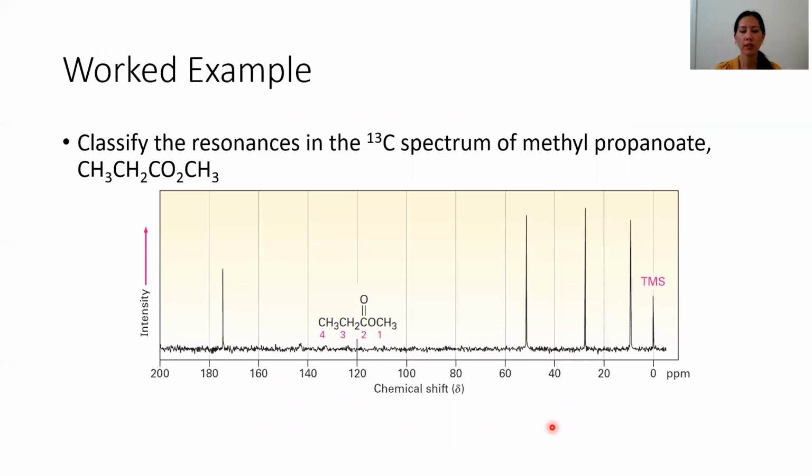Okay, so let's practice. You guys assign the peaks. Here we have an ester. This is methylpropionate. So you guys just analyze the spectra, assign which peaks are going to get 1, 2, 3, 4.